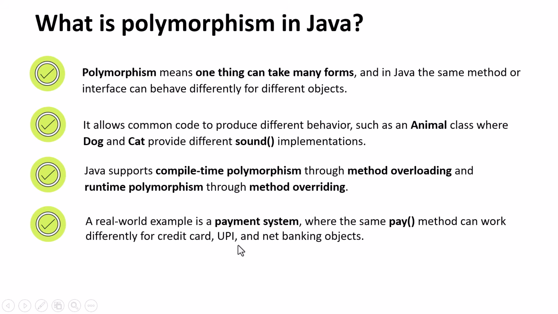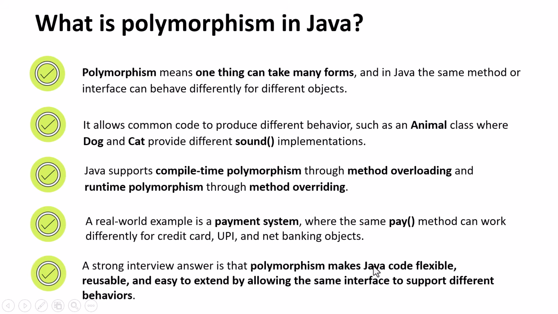The main benefit of polymorphism is flexibility and extensibility. It allows developers to write generic and reusable code while letting different classes provide their own implementation. So the best interview answer is this. Polymorphism in Java means the same method, interface, or reference can show different behavior depending on the actual object, which makes code more flexible, reusable, and easier to extend.